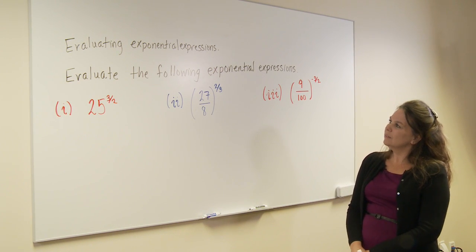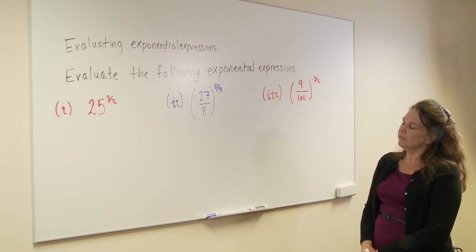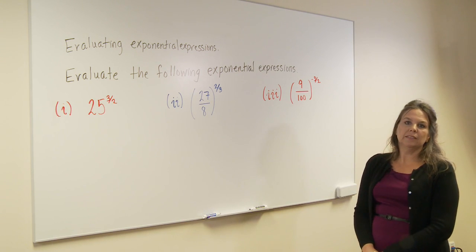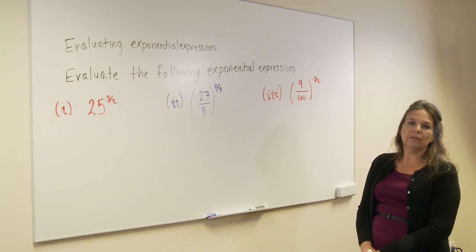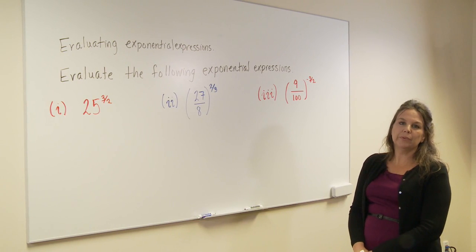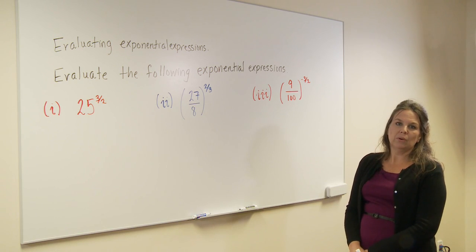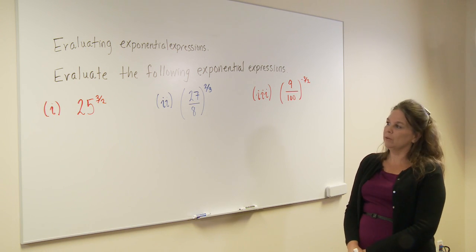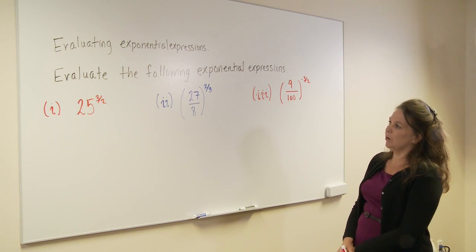Exponential expressions. Evaluate the following exponential expressions. For the first problem, 25 to the 3 halves, we want to use the idea that if we have a base, a, raised to the power of m over n, we can rewrite this as the nth root of a raised to the mth power, or the nth root of a to the mth power. So I want to use that idea for the first and the second problem.